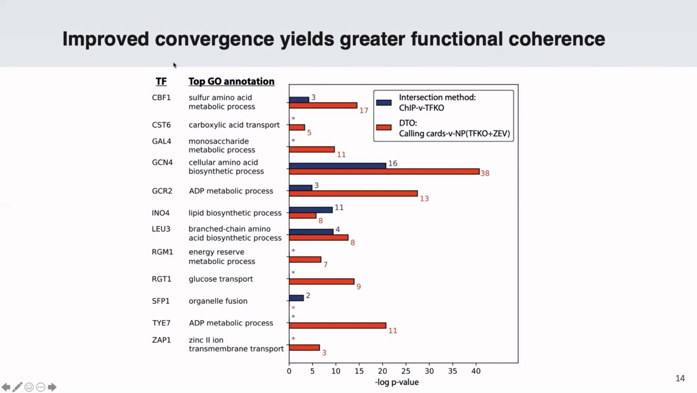What I'm plotting here is, for each transcription factor, the best GO term that is enriched. The height of the bar represents the negative log p-value of the enrichment, and the number here indicates how many target genes are associated with each GO term. In general, we observe that we're able to achieve more high-confidence networks that show much stronger GO enrichment. Also, this covers many more appropriate target genes.